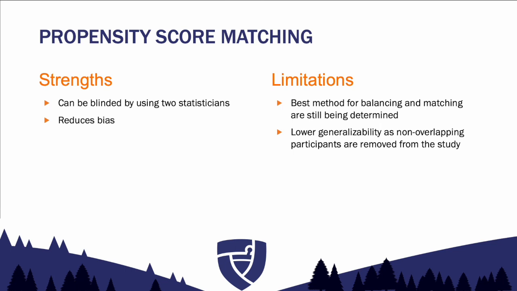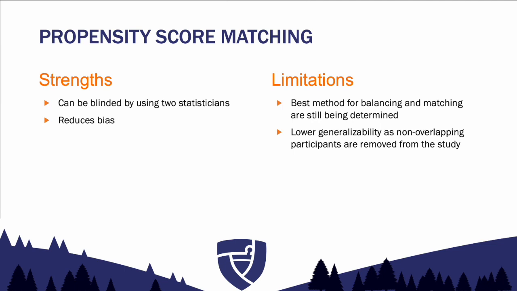So now we'll talk about some strengths and limitations of propensity score matching. One strength of propensity score matching is that it actually can be blinded. This is done if you have two statisticians, with one calculating the propensity score and the other calculating the intervention effect. It also helps to minimize bias, which is why we use it in study. We do this to minimize the effect of covariates and minimize the differences in people choosing the intervention versus control, or people choosing treatment A over treatment B.